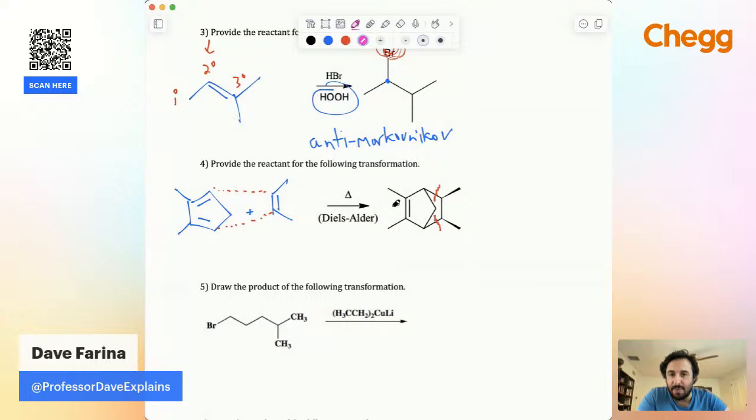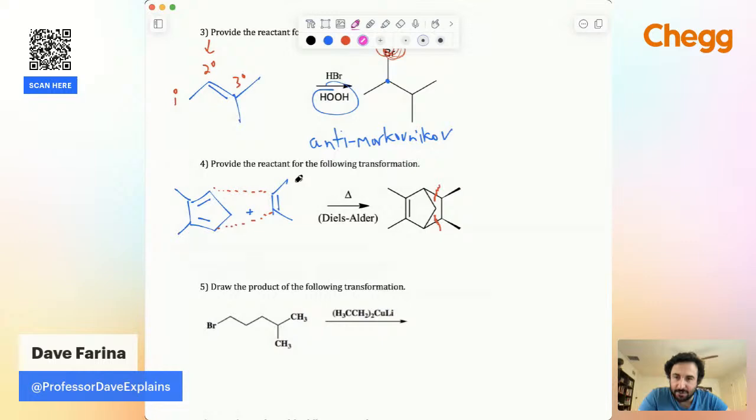Then these methyls on the product, those were there on the diene, and because these were sp2 carbons, they're sp2 on the product, and they were sp2 on the diene. Those can be flat. We can put them flat in the plane. Those are not going to be wedges or dashes because these are sp2 carbons, trigonal planar.